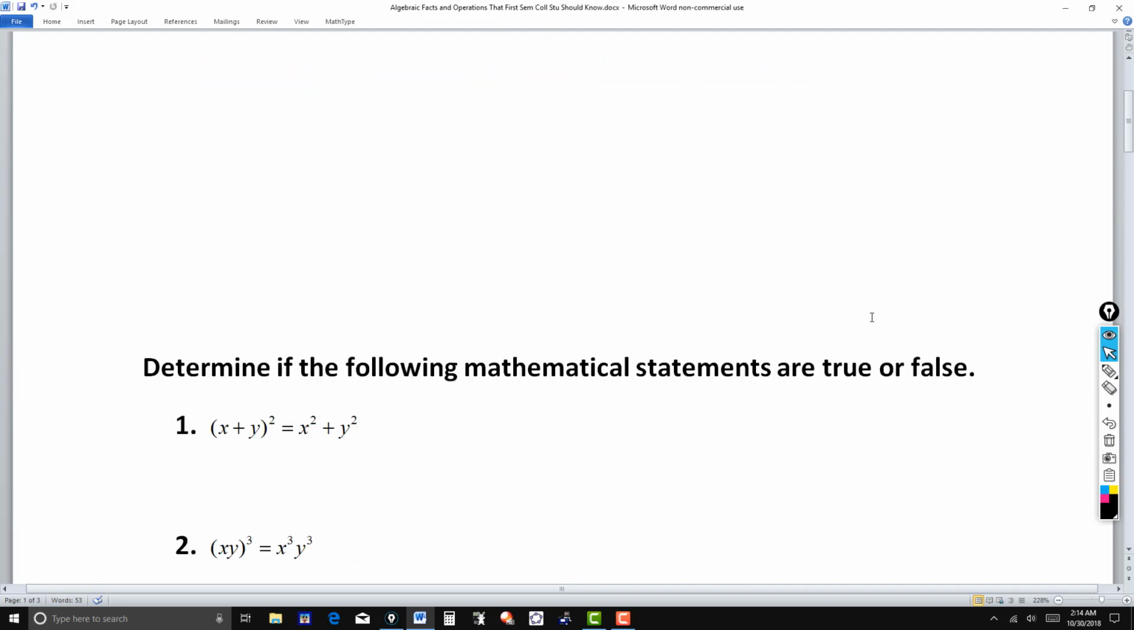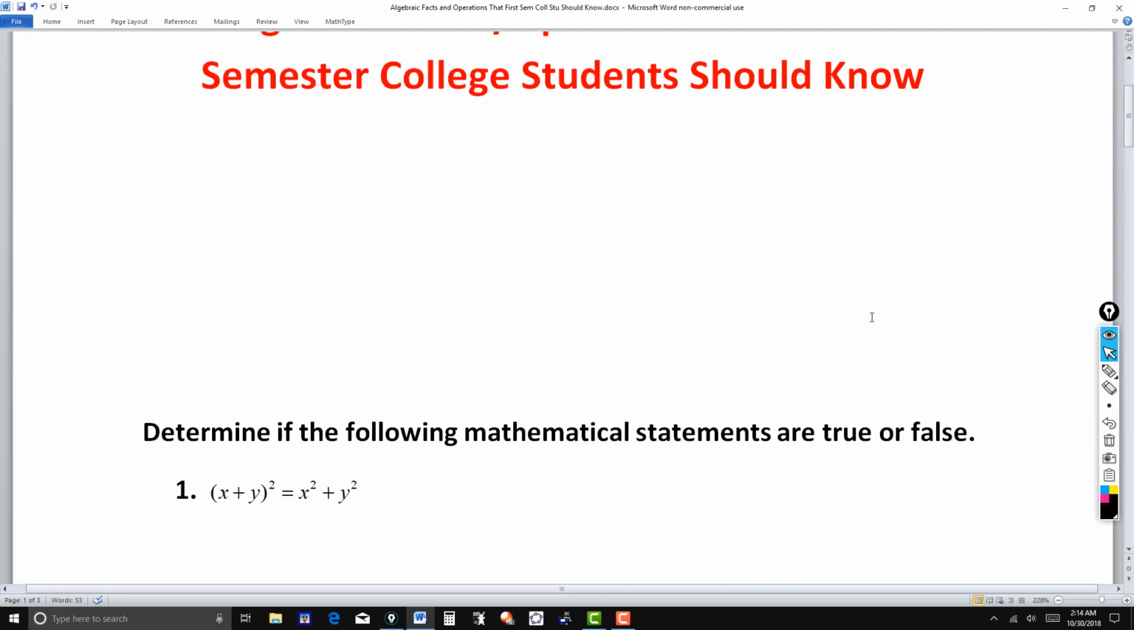So let's look at the first one, and I'm going to make this one true or false. So I'm going to pose the problem. And then what you want to do is, these are things that you should be able to answer in probably around 10 seconds if you know or you have the foundation already for algebra.